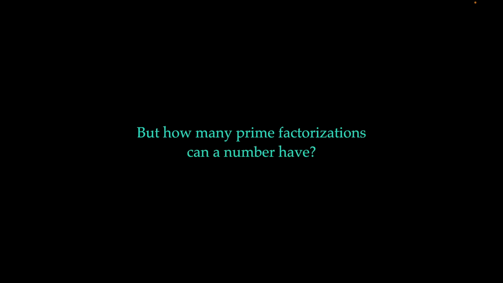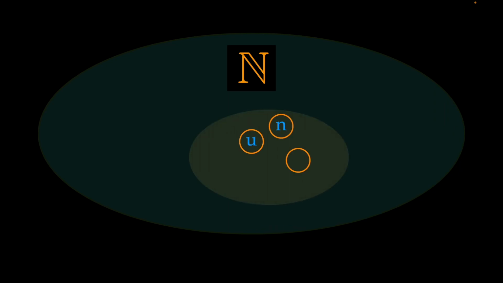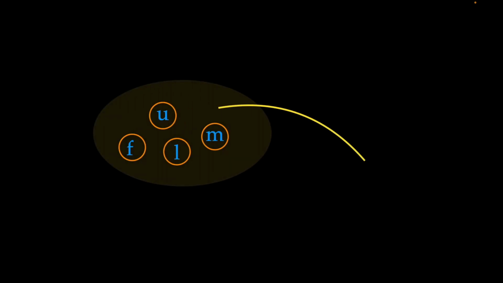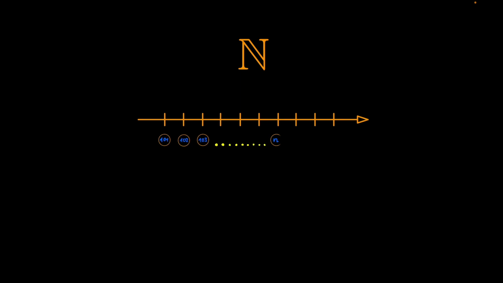We start with the natural numbers and assume that there is a subset of numbers which can have more than one prime factorization. So we have numbers with at least 2 prime factorizations. For our investigation, we will pick out the smallest number in this set, in our case the number n. N is the smallest natural number with at least 2 prime factorizations. This means that every natural number smaller than n has only 1 prime factorization.